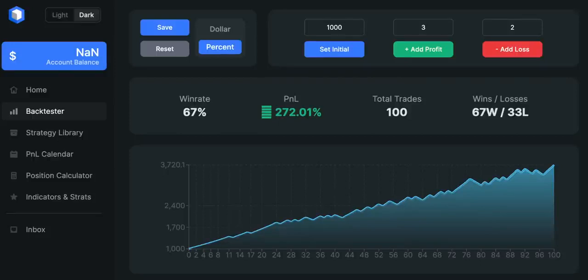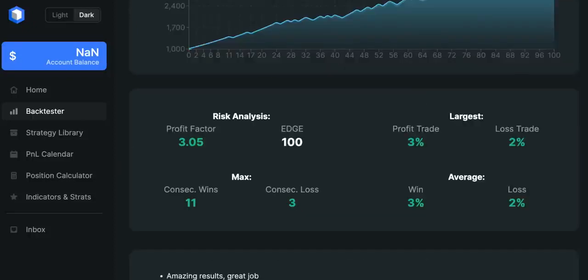You can also try using this strategy on a 5-minute chart. I think the results will also be pretty good. The profit factor is 3.05 and we had 11 consecutive wins against 3 consecutive losses. So yeah, the strategy is definitely showing some great results and I'm really happy to share it with you.